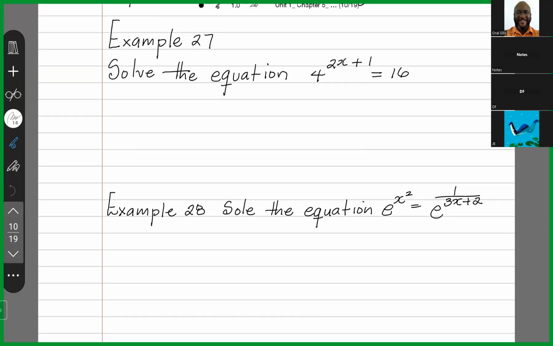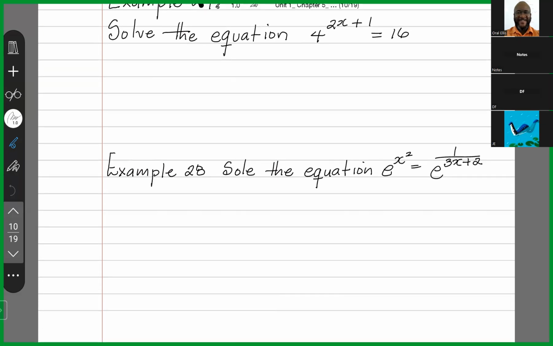So I'm going to look at example 28, then you can look at 27, 29, and 30. All right, example 28, it says, solve the equation e to the x squared is equal to 1 over e to the 3x plus 2. First of all, this could be written as e to the x squared is equal to e to the minus (3x plus 2). So that's the first thing.